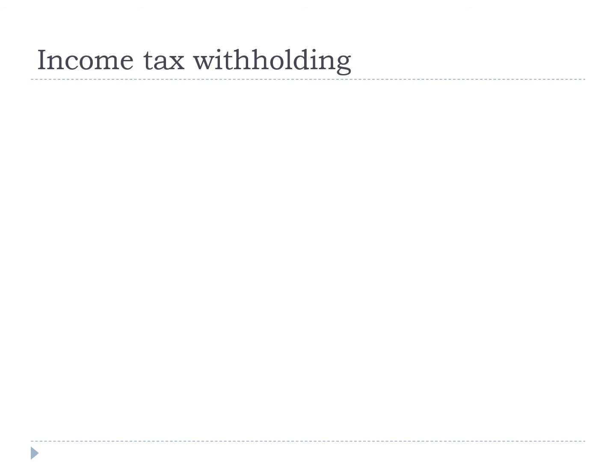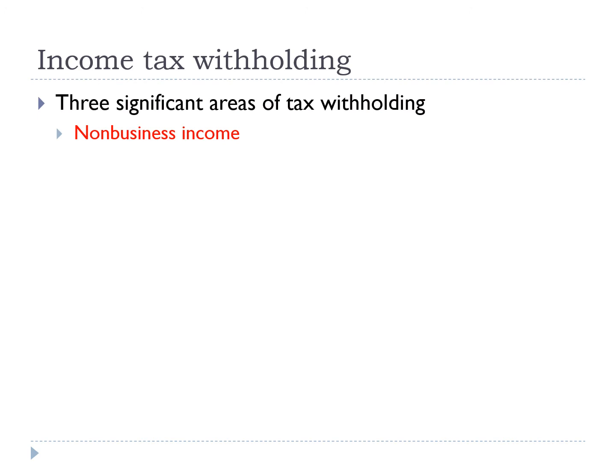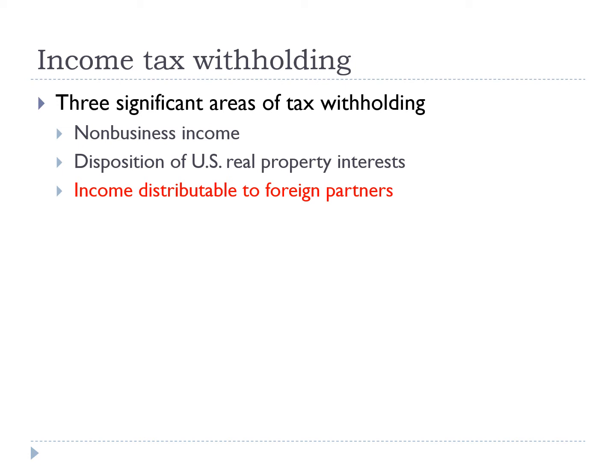A key issue which we will study is the income tax withholding on non-business income and other income of foreign taxpayers. There are three significant areas in which income tax withholding is required with respect to foreign taxpayers. The first is income tax withholding on U.S. sourced non-business income. The second is income tax withholding on income from dispositions of U.S. real property interests. And the third is income tax withholding with respect to foreign partners.